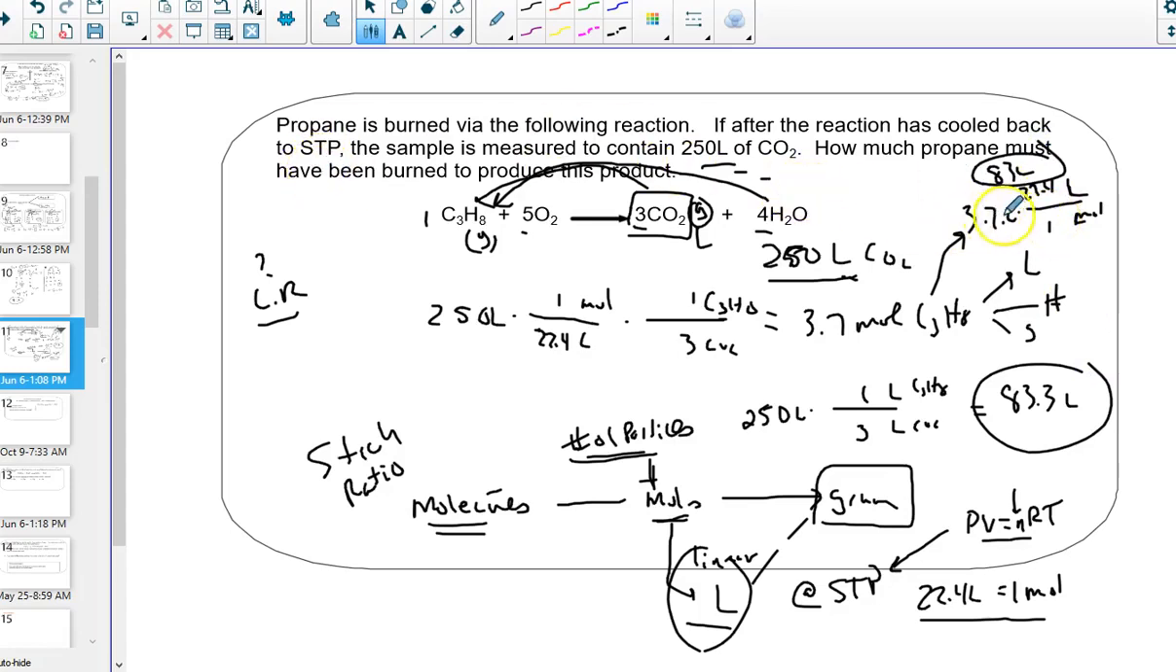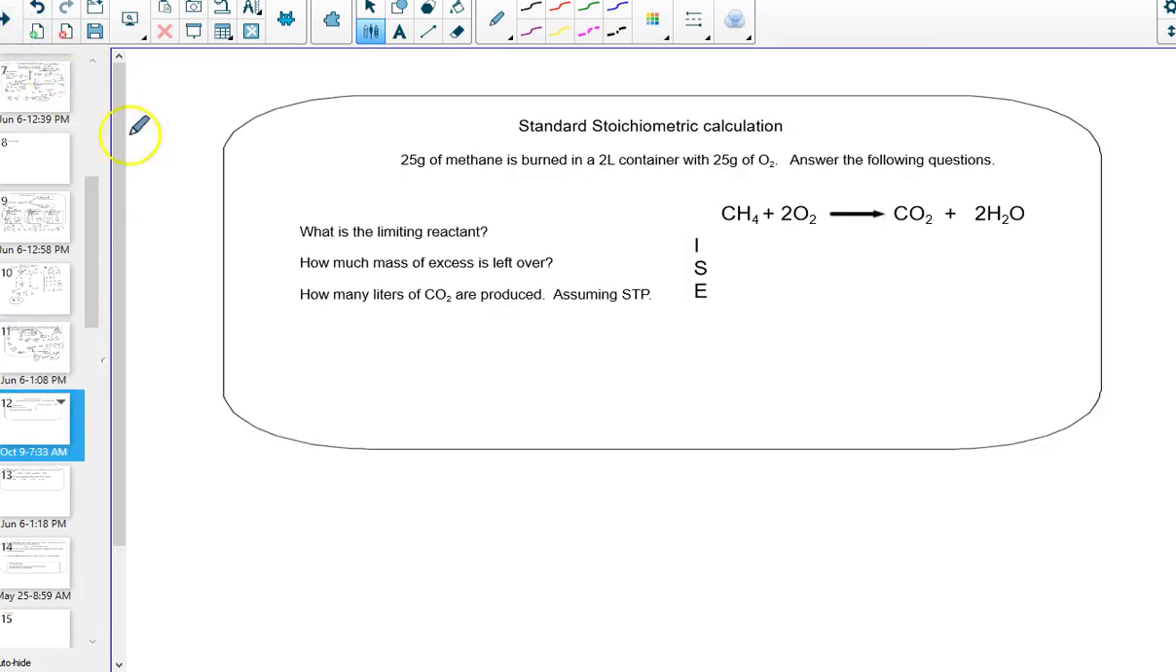Note that we go from 83 to 250. And in an enclosed container, that would cause pressure to build up, which is why we use burning reactions to run things. And that's just the carbon dioxide. We still got a lot of water vapor there too. Alright, 25 grams of methane is burned in a 2 liter container with 25 grams of oxygen.